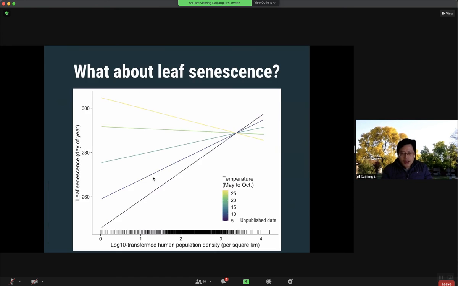So that's onset. What about leaf senescence? Similar thing. There's a strong interaction between the background temperature and urbanization, where again we use human population density as an approximation. Here this purple line is the cold region. We can see in the cold region with higher human population density, we're going to have delayed leaf senescence. But in the warm end, the warm cities with higher human population density, we actually have advanced leaf senescence. So that's interesting.